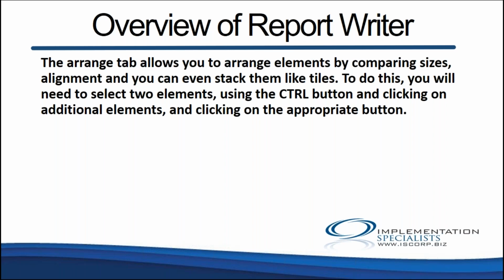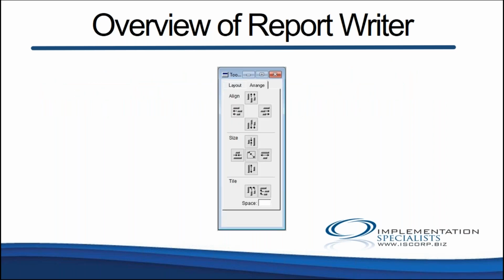Duplicate slide, sorry. There is an Arrange tab that will allow you to arrange elements by comparing sizes, alignments. You can stack the tiles. To do this, you will need to select two elements. It's like selecting anything like Excel. If you will select multiple cells, you know the Control key is the key there. And that's the same thing here. And this is what the Arrange tab looks like here.